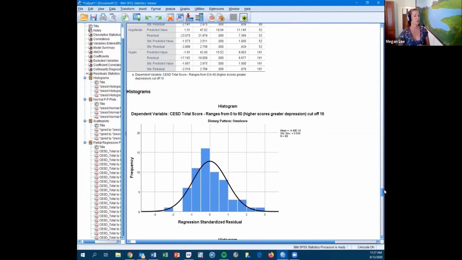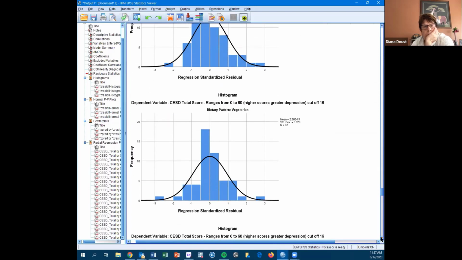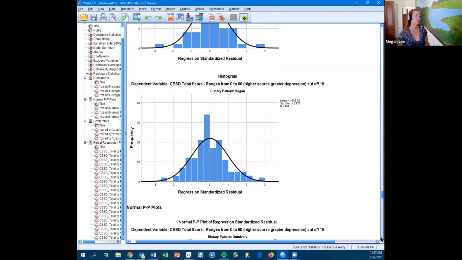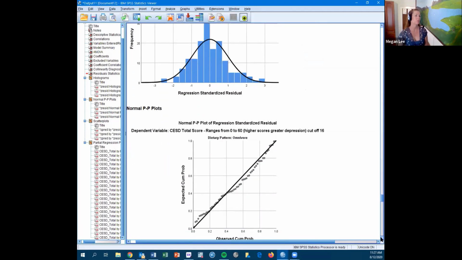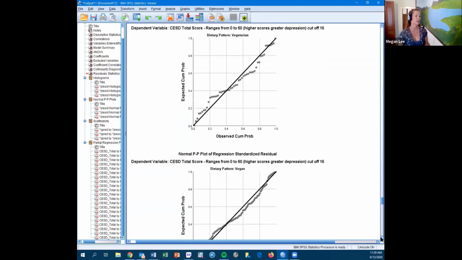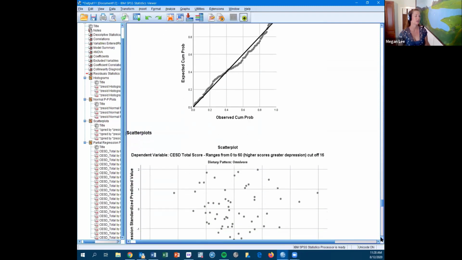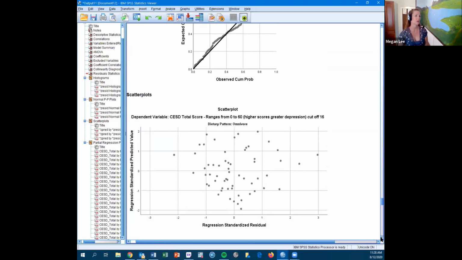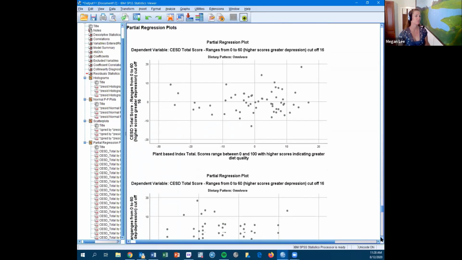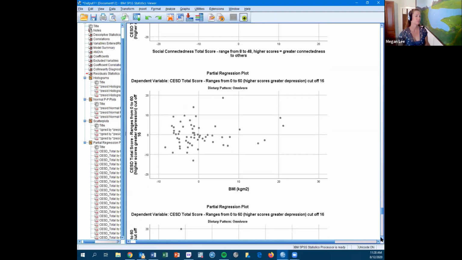Here's our histogram, our normality of residuals. What do you think that says? Pretty normal. Yep. Yeah, it's looking okay to me. The PP plots are a bit snaky, snaking around that line. Yeah, they're not looking great. Scatter plots, they're not really funneling. Not too bad.